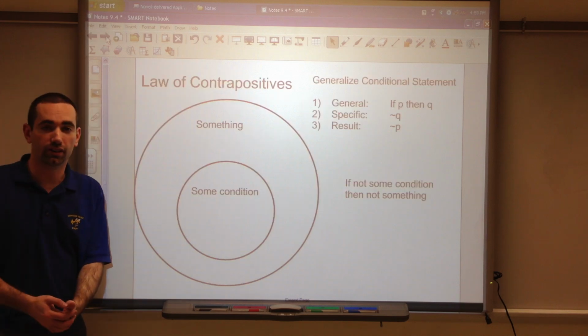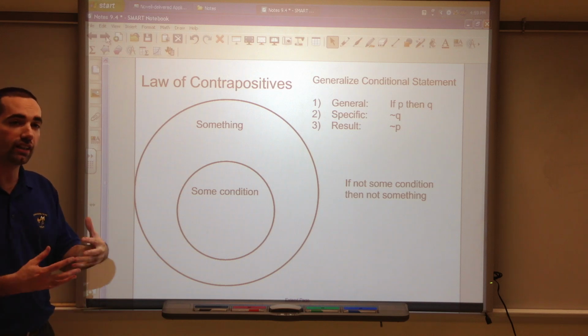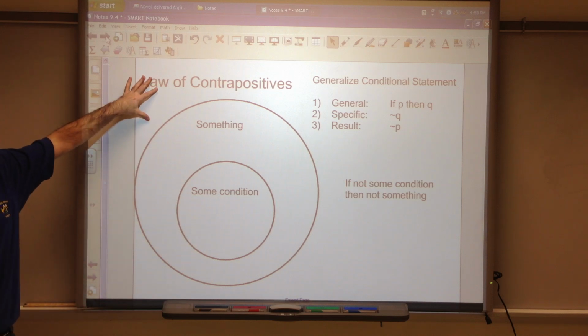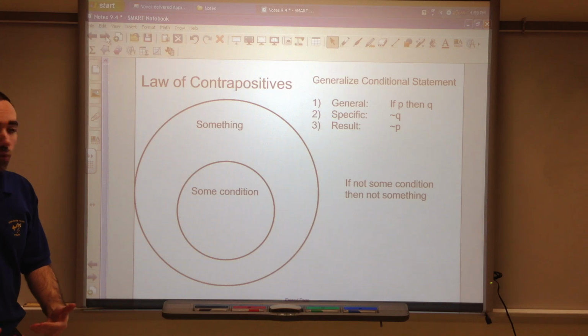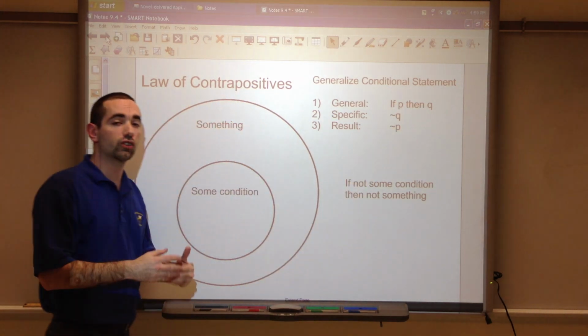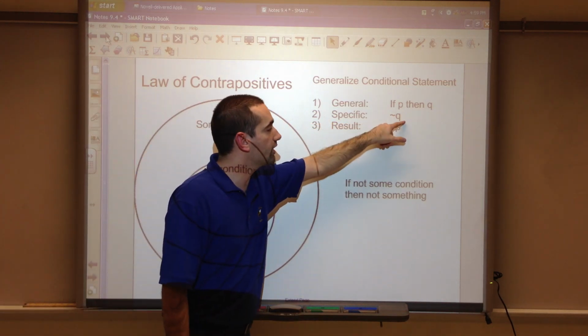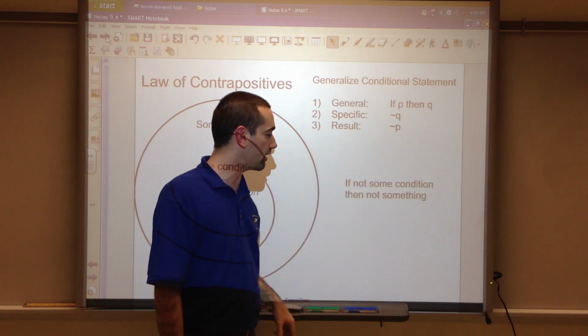Law of contrapositive. Now, we've already talked about contrapositive, so we have a good idea. The law of contrapositive works the same way. If P, then Q. So it starts the same way. Well, then we go into a specific not Q. Result is not P.